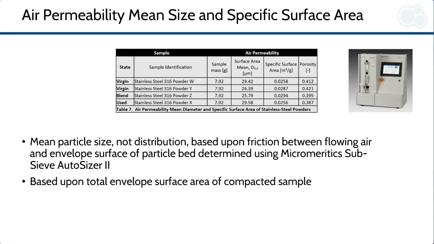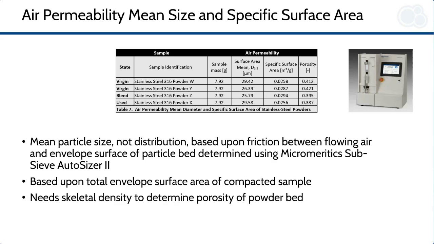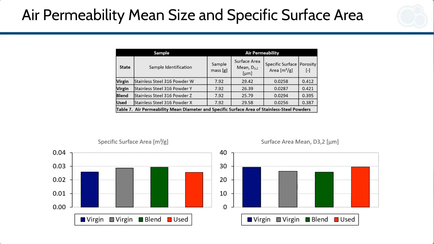Resistance to flow through the compacted powder bed is related to the envelope surface area of the particles comprising the bed. Assuming a spherical model, a mean diameter can be determined from this envelope area. Skeletal density, previously discussed, is needed to determine the porosity of the compacted powder bed, a necessary value for the calculations. Neither the specific envelope surface area, shown in the chart on the left, nor the surface-based mean particle size, shown in the chart on the right, track with powder usage. It appears that neither the small increase in fines nor the small increase in agglomerates significantly impacted either of these particle characteristics.